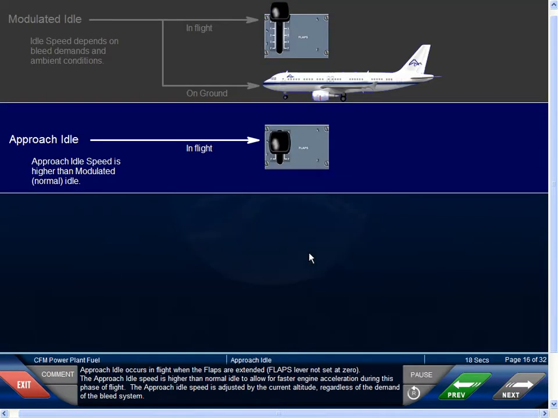Approach idle occurs in flight when the flaps are extended, flap lever not set at 0. The approach idle speed is higher than normal idle to allow for faster engine acceleration during this phase of flight. The approach idle speed is adjusted by the current altitude regardless of the demand of the bleed system.